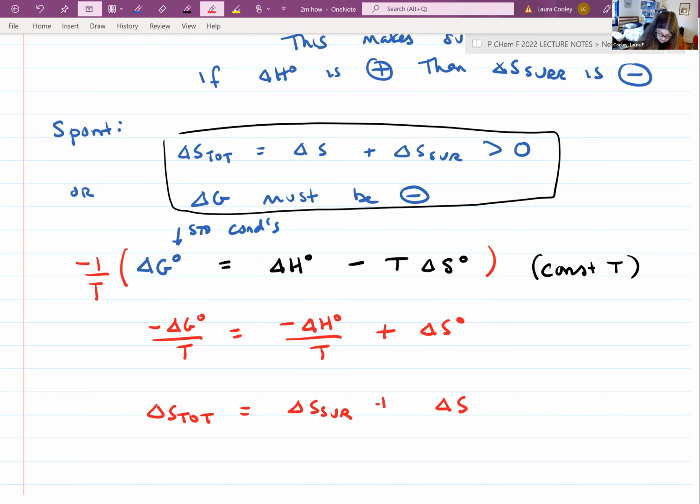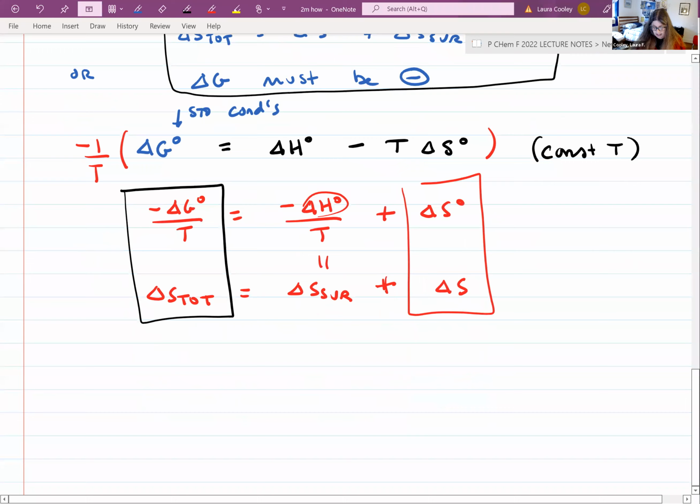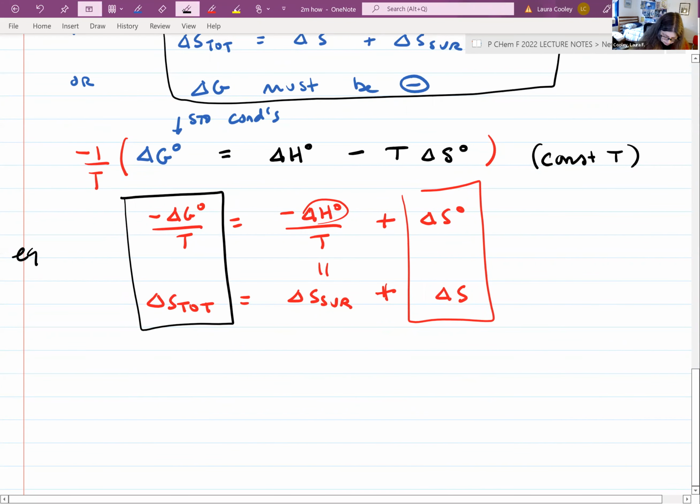And I said that the delta S surroundings is the negative of delta H over T, which unfortunately is something that we learn a lot about, but we haven't gotten there yet in the course. But you could see that, since I've already said these are equal, these two must be equal. So if delta S total is positive, delta G0 must be negative. And so these are really equivalent relations.